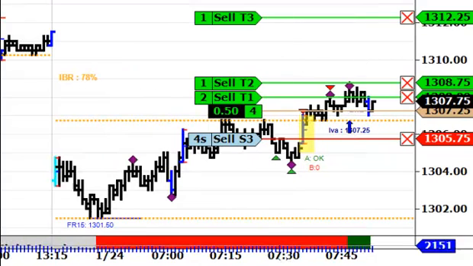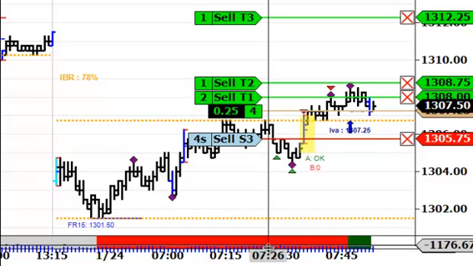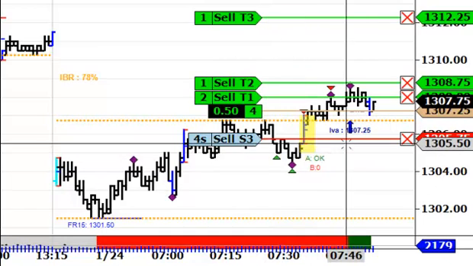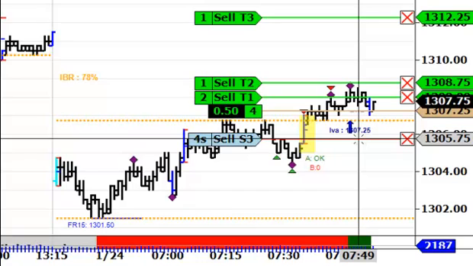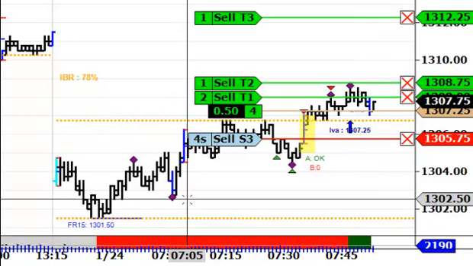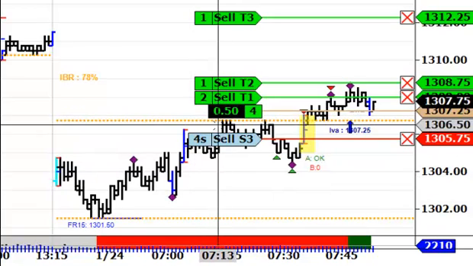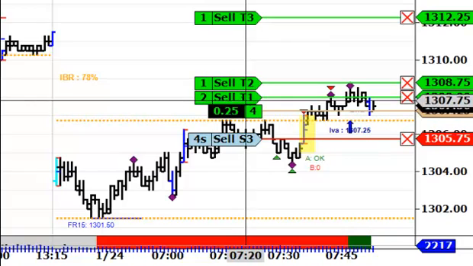I maybe can stretch this a little bit more. And you can see the price right there filled at 1307.25 for 4 contracts. So our first objective is 1308 even. And we're going to sell 2 contracts for T1.